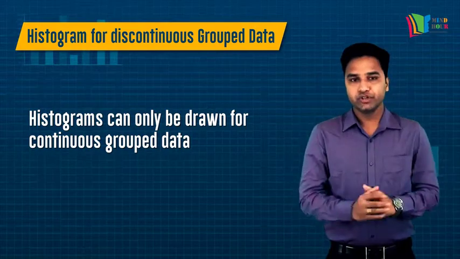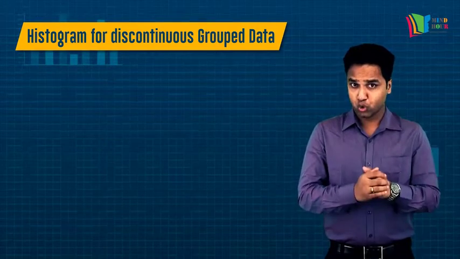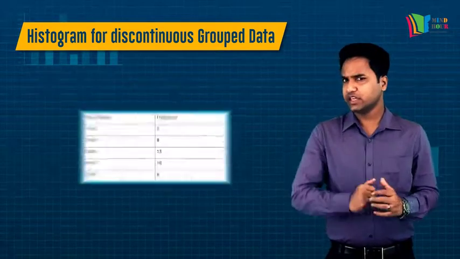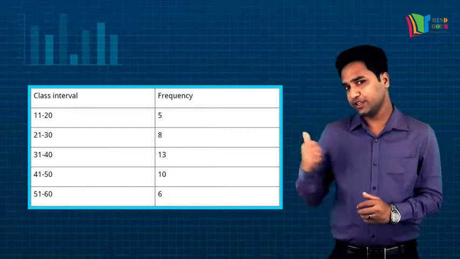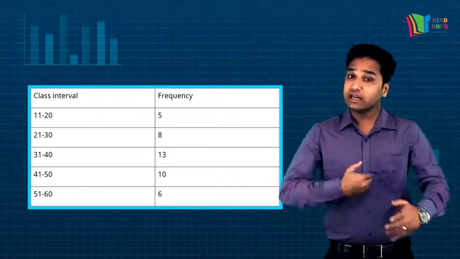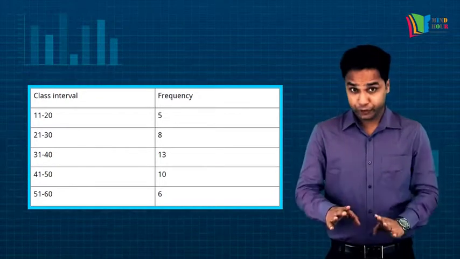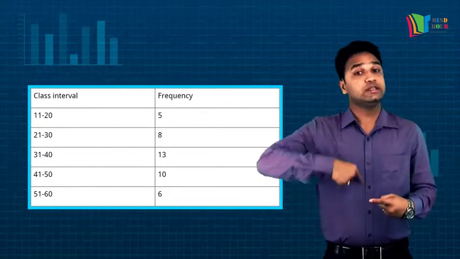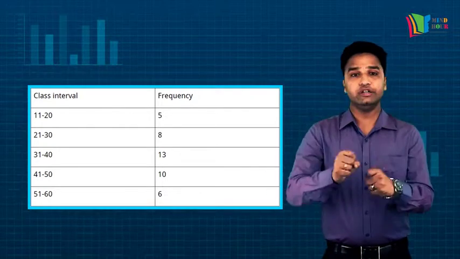be drawn for continuous grouped data. So what do we do when the data is discontinuous, as in this frequency distribution table? Here, the intervals are discontinuous. So first, we need to convert the discontinuous intervals into continuous intervals. How is this done? For converting them, we need something called the adjustment factor.